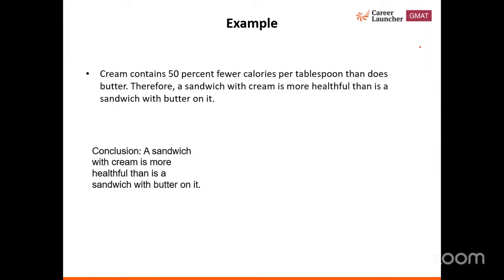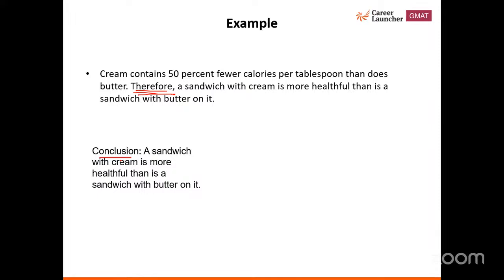Now you can see there were clear indicators such as therefore, which obviously signals the main point. So finding the conclusion should be relatively easier since it's the main point, the main idea that the author wants to present. And of course, there are certain indicators such as therefore, clearly, which may be present in some questions and may not be present in others, right? So here, the conclusion is that a sandwich with cream is more healthful than a sandwich with butter on it.